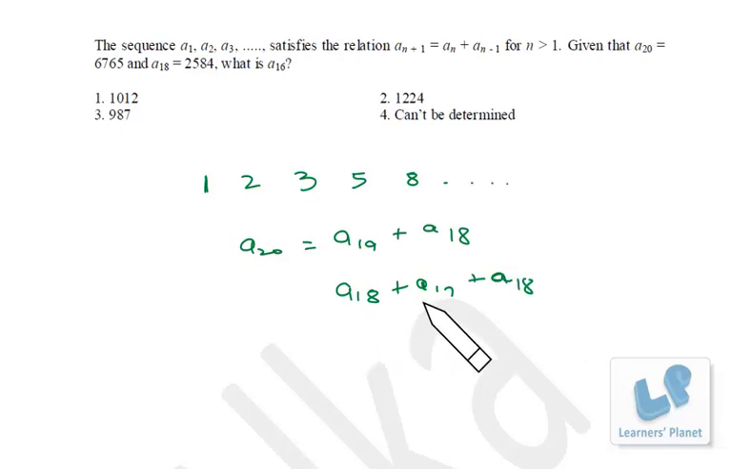Okay, now we have to find out the value of A16. So I have to eliminate A17 and I have to bring A16. Okay, so since A16 plus A17 will be A18, so A17 can be written as A18 minus A16, and 2 times we already have A18, so 3 times A18 minus A16 is equal to A20. That is the relation we have got. Okay, so A16 will be 3 times A18 minus A20, so 3 times 2584, I just multiply.